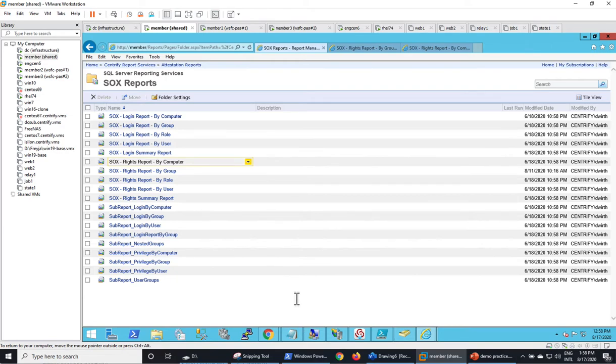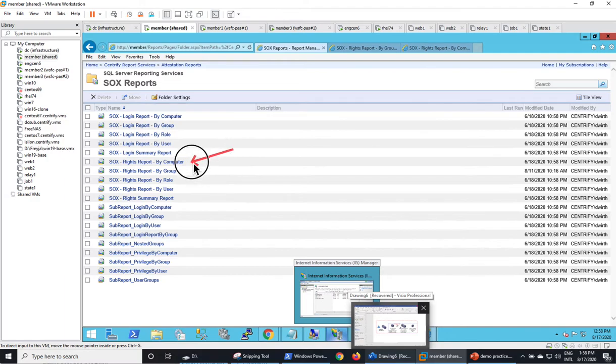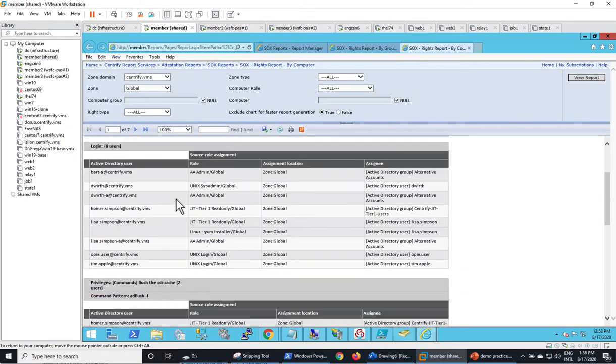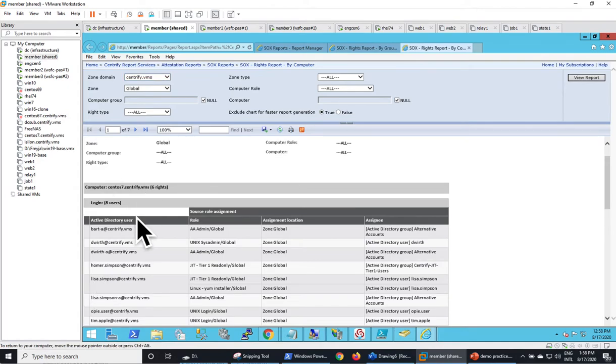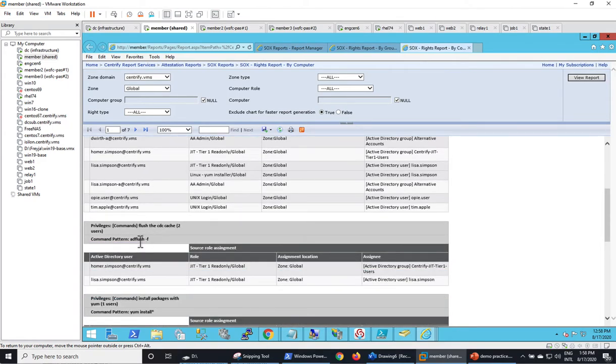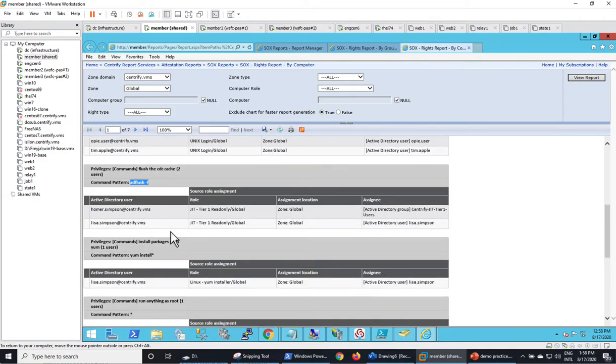Report services has two versions. You can run this on SQL Server or you can run it on Postgres. The benefit of running on SQL Server is that it comes with a sample website that uses SSRS that gives you some reports. And I love your question because you can use the SOX rights or PCI rights by computer. If you generate that report, it'll tell you exactly what you need. For example, it'll generate a report with all the machines. It'll tell you the users, that login right is allowed for this machine for 8 users. It'll also show you the command patterns. For example, if there is a command like AD flush, it'll show it to you.